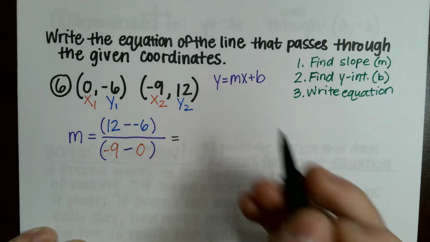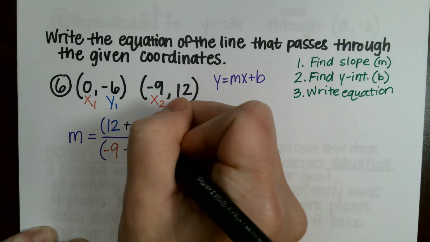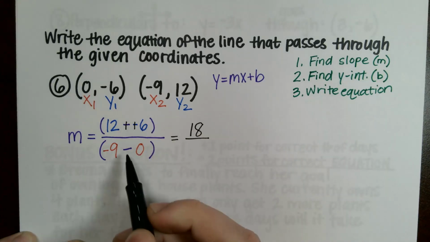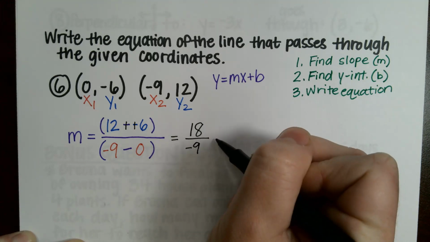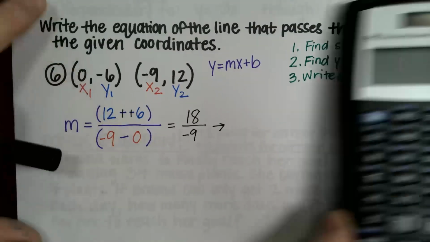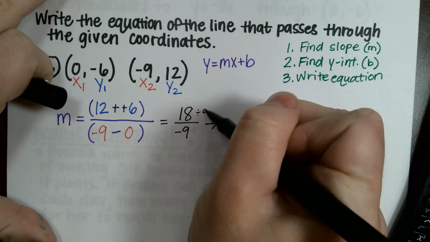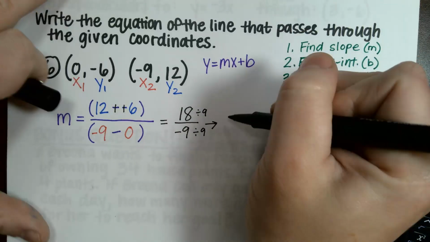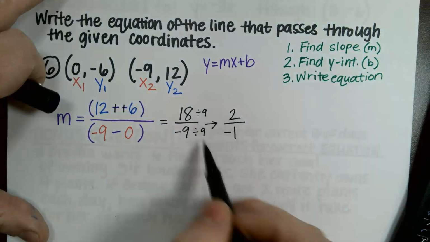Okay, let's go ahead and find our slope, guys. Positive 12 minus negative 6 is the same thing as 12 plus 6. So what's 12 plus 6? 18 over negative 9 minus 0, which is negative 9. Now, can we simplify? Yes, we can. If you type it in your calculator or just think about it, let's do some division. I'm going to divide both top and bottom by 9. 18 divided by 9 is 2. Negative 9 divided by 9 is negative 1. So don't lose your negative in that process.